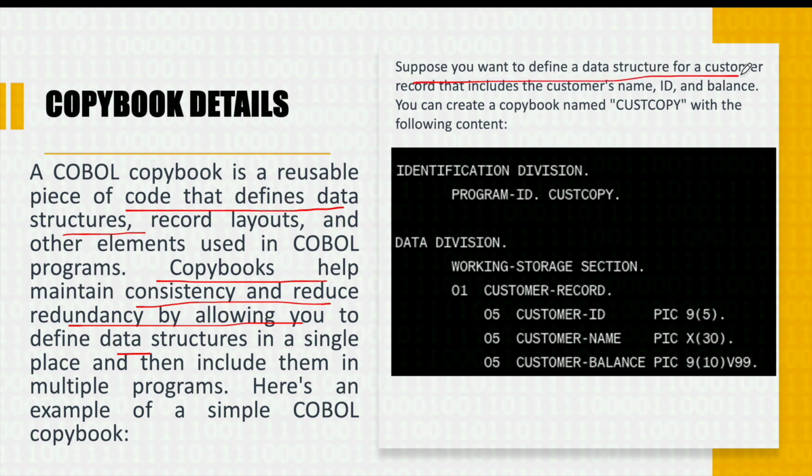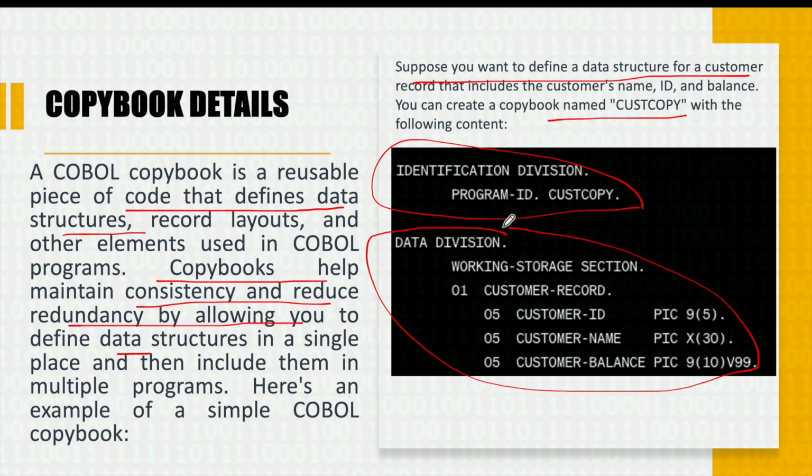Suppose you want to define a data structure for a customer record. You can create a copybook named customer copy. CUST-COPY is the name given here. Identification identifies the program, and in the data division, this is where you define the data. So what is it defining? It is defining a customer record, which has three children: customer ID, which is PIC 9(5), meaning an integer of length 5, then an alphanumeric field, and customer balance. Balance has a total of 12 digits, including two decimal places. Okay, so that is what a copybook is.